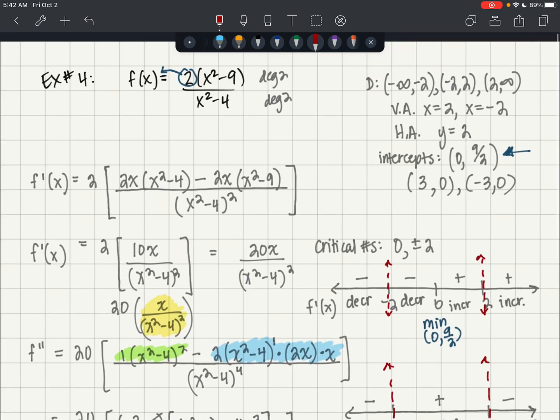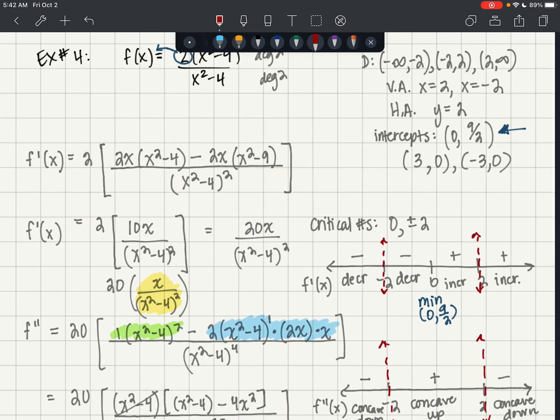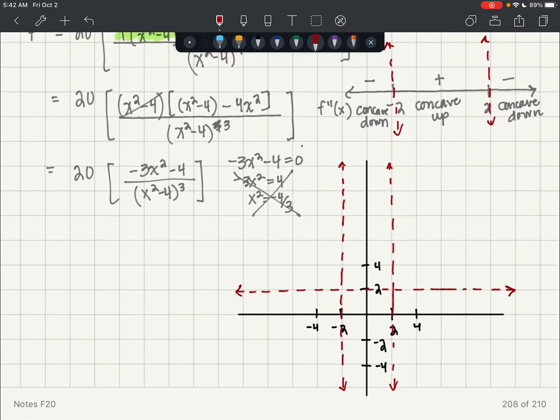We have intercepts at (3, 0), (-3, 0), and (0, 9/2). So (-3, 0), (3, 0), and then 9 halves, which would be 4.5.